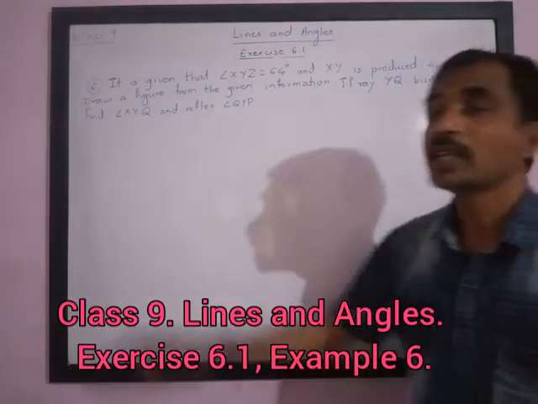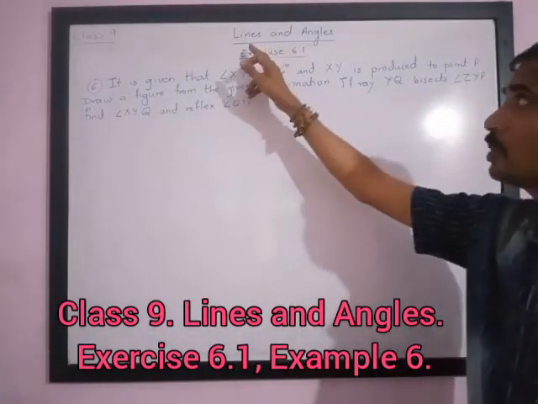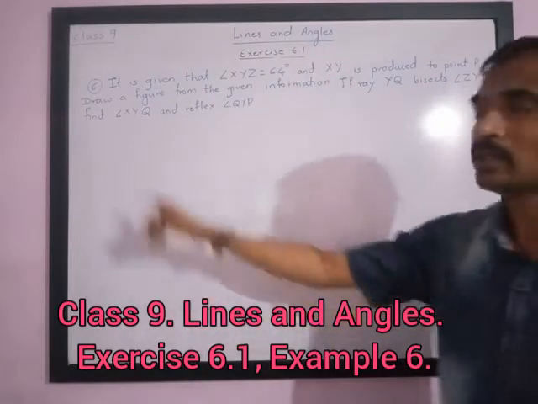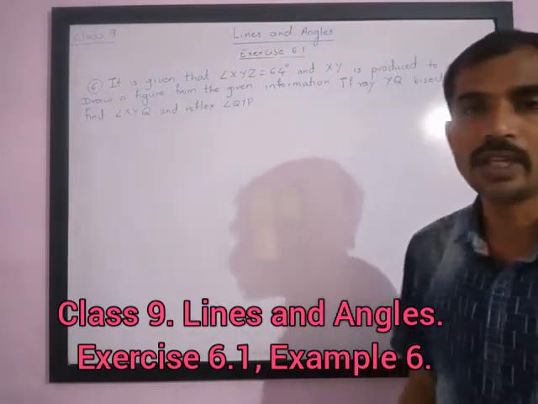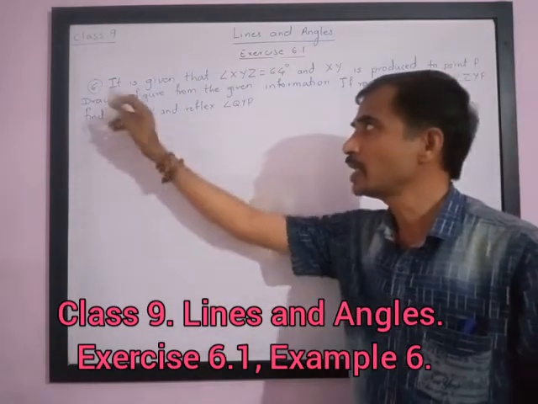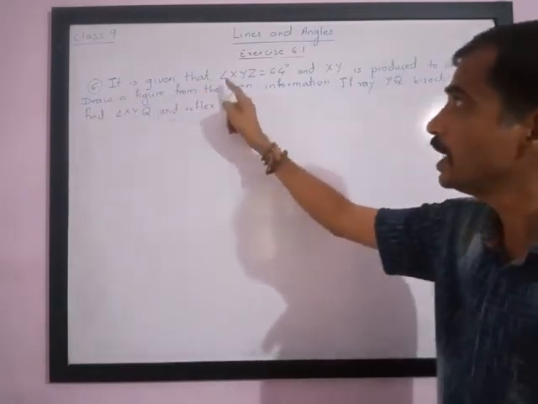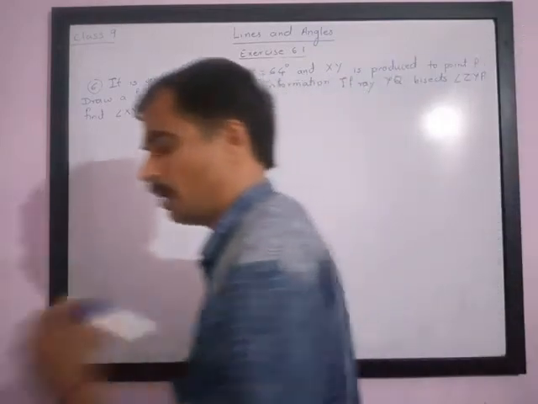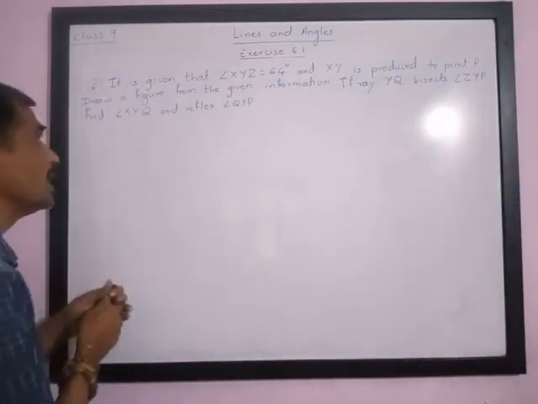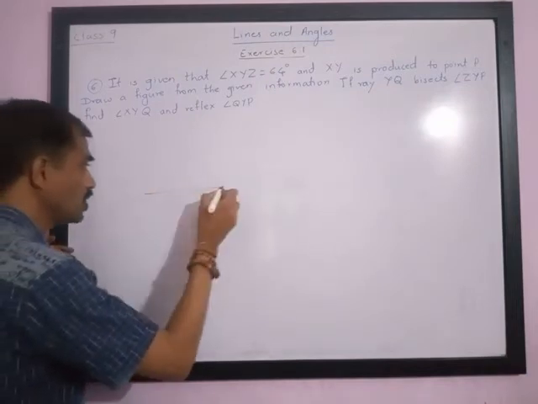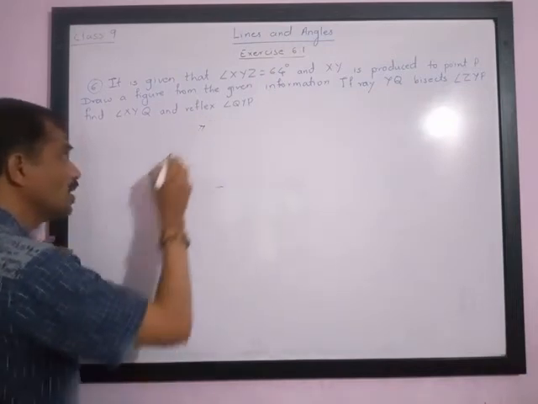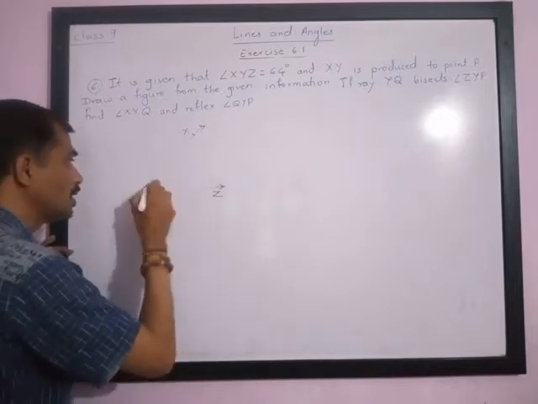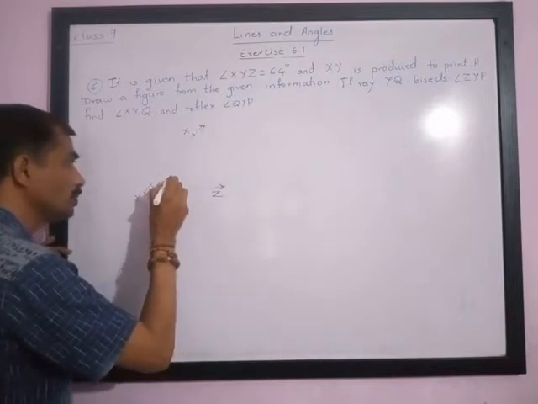Dear friends, in class 9, the 6th chapter is lines and angles, and in exercise 6.1, the sixth problem is, it is given that angle XYZ is equal to 64 degrees. Now see how this can be solved. Angle XYZ is 64 degrees. So you can consider this angle XYZ as 64 degrees.